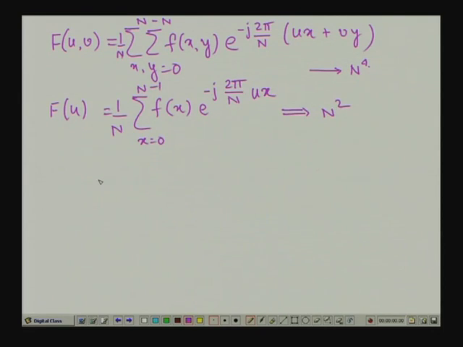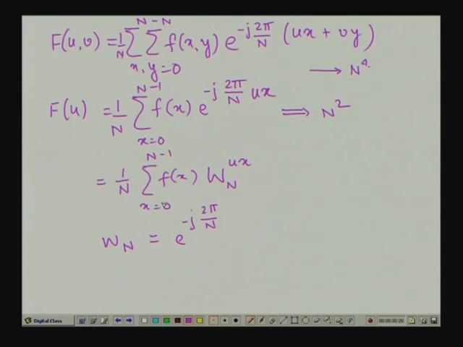We represent this expression in the form 1 upon capital N f(x). Now, I introduce a term W_N to the power ux, where x varies from 0 to capital N minus 1. Here this W_N is nothing but e to the power minus j 2 pi by capital N. So, we have simply introduced this term for simplification of our expressions.